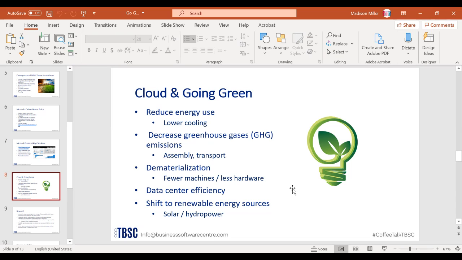Now, the cloud and growing green. Now, SaaS is part of the cloud, and what's really good about the cloud is that it gives you the ability to go green. So one example of that is it helps reduce energy usage, and that means, for example, it could lower the cooling cost of a data center.